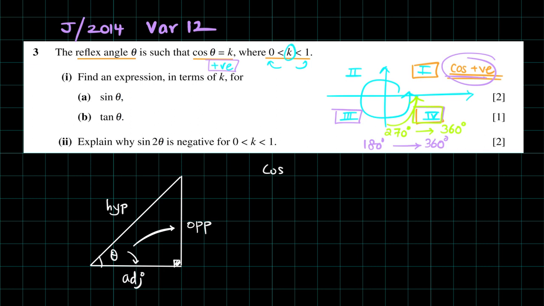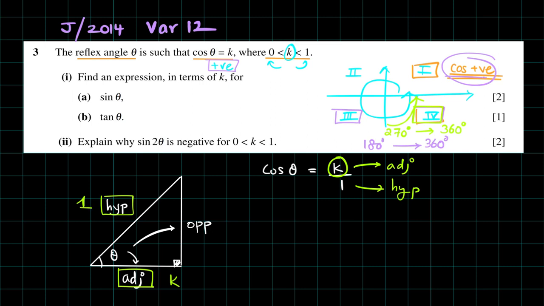Since cosine of theta equals k, k can be written as k over 1. Therefore, k is the adjacent side and 1 is the hypotenuse. So let me replace this adjacent by k and this hypotenuse by 1. And now we have to find the value of the opposite side. So let's apply Pythagoras theorem.